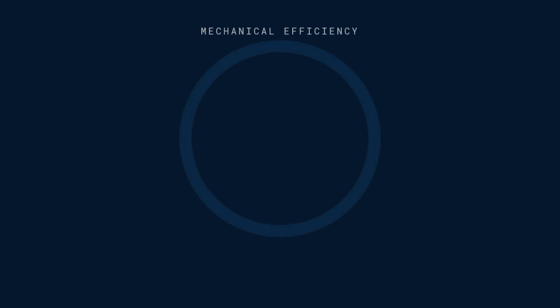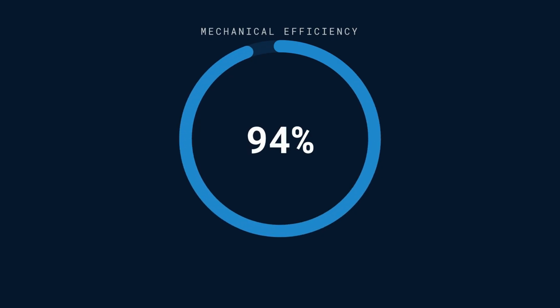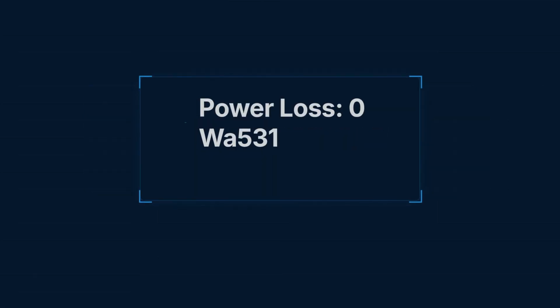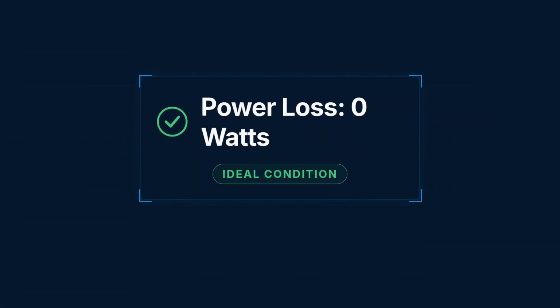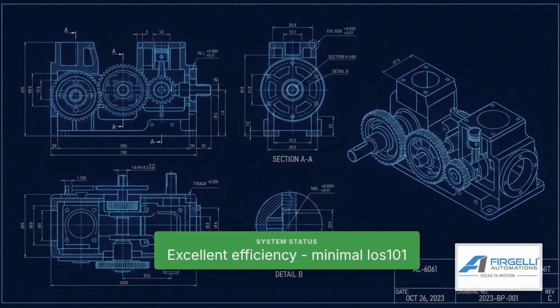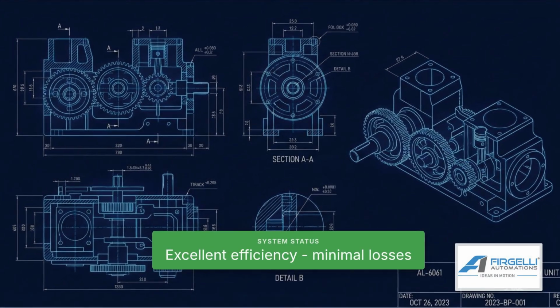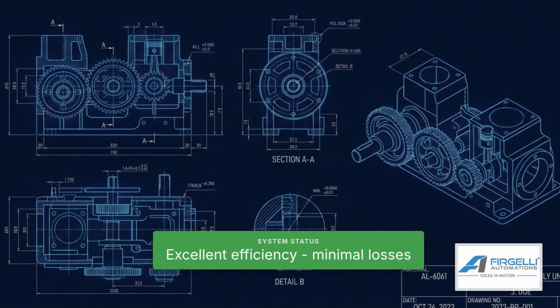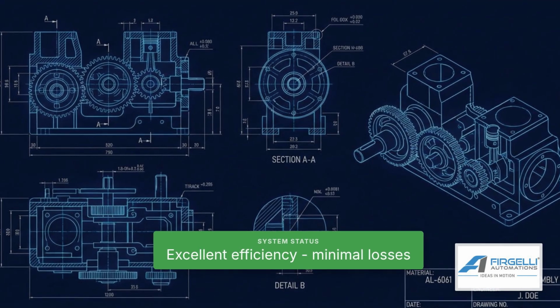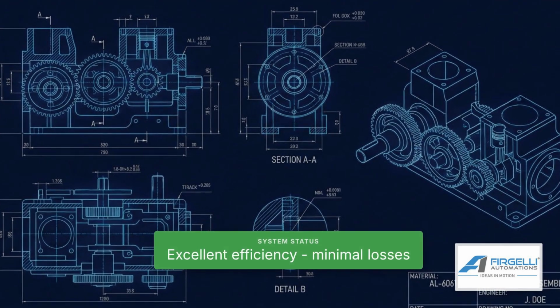The mechanical efficiency shows 100%, which means all input power is successfully converted to output power. The power loss displays 0 watts, confirming no energy is wasted in this ideal scenario. The system status reads excellent efficiency, minimal losses, indicating this represents a theoretically perfect mechanical system with no friction or other losses. This tool helps engineers quickly evaluate mechanical system performance.